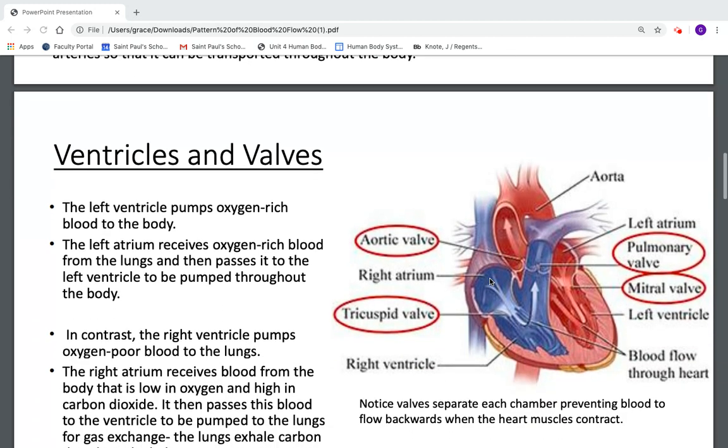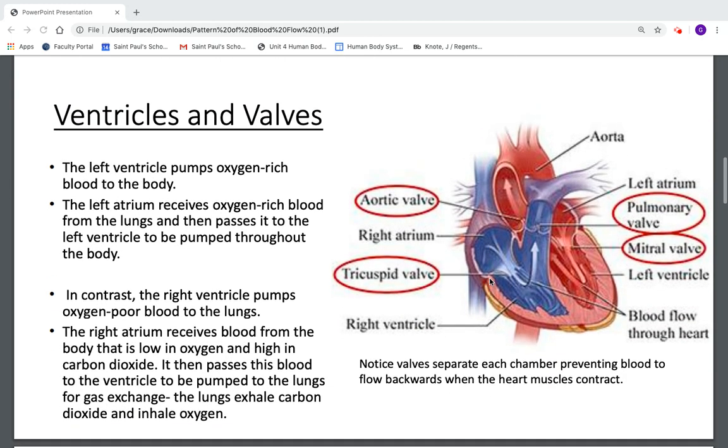Now, let's look at ventricles and valves. The left ventricle is responsible for pumping blood throughout the body. The right ventricle is responsible for pumping blood to the lungs for gas exchange. Oxygen diffuses into the blood and CO2 diffuses out.